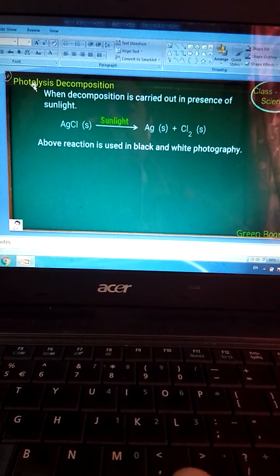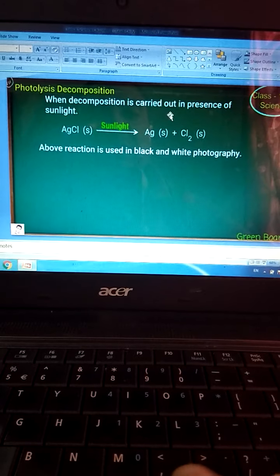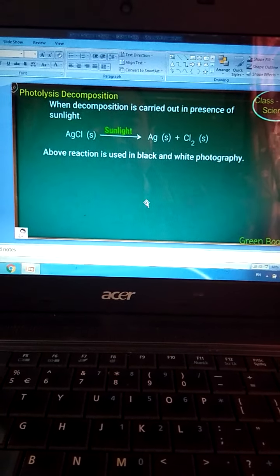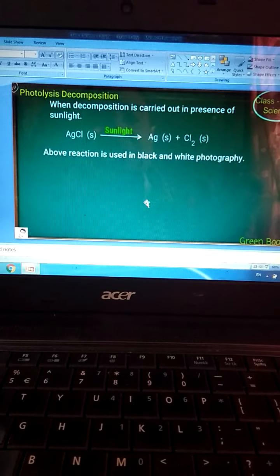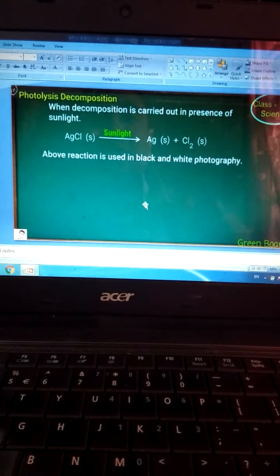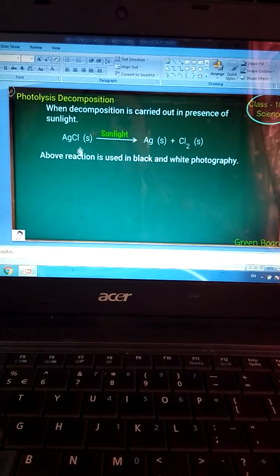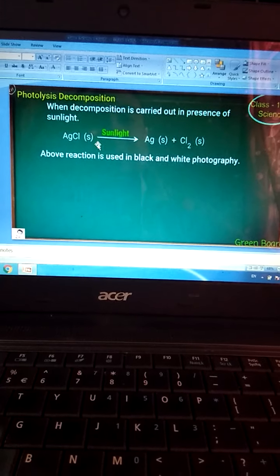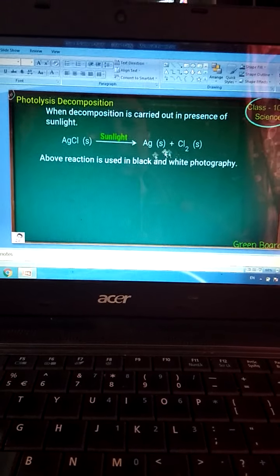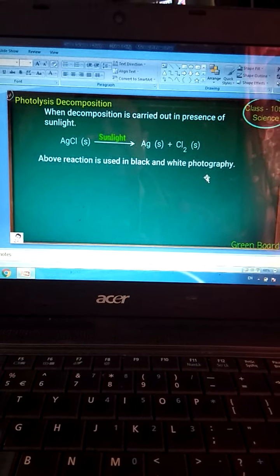First, we are going to see photolysis decomposition. When decomposition is carried out in the presence of sunlight, meaning if sunlight is needed for that decomposition reaction, we call it photolysis decomposition. Example, silver chloride in the presence of sunlight breaks into silver and chlorine. This reaction is used in black and white photography.